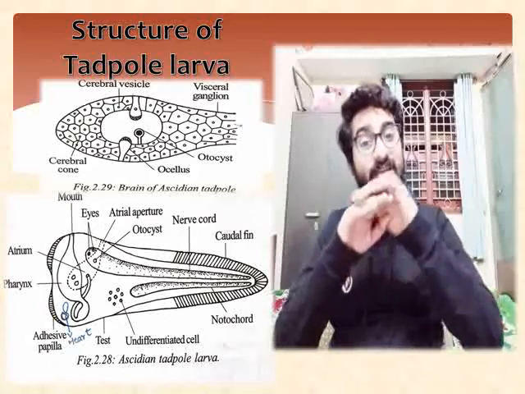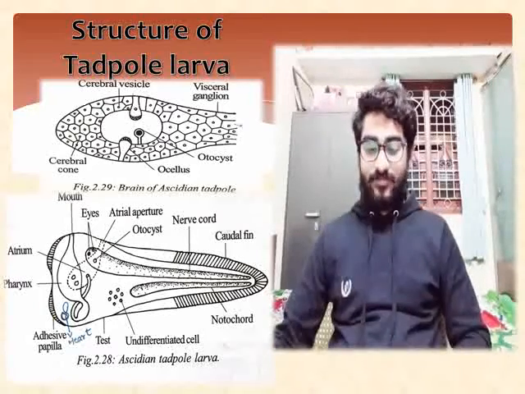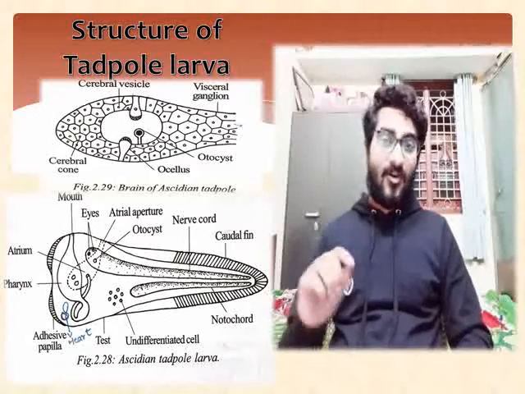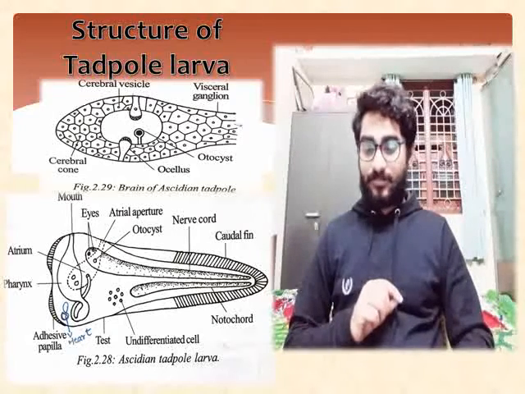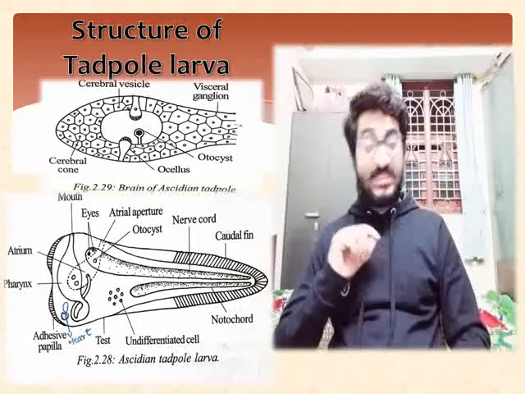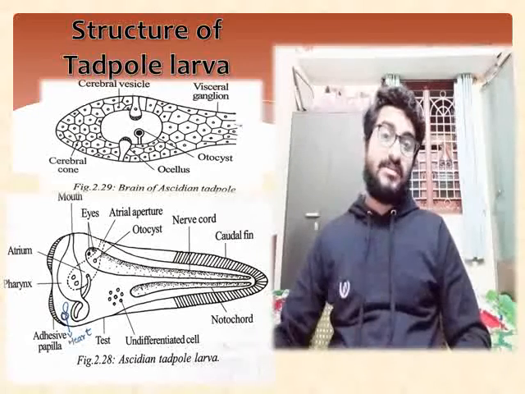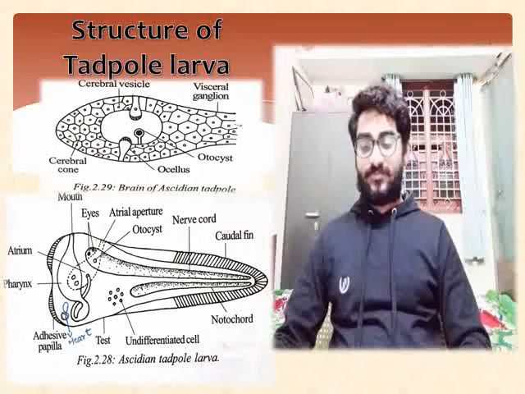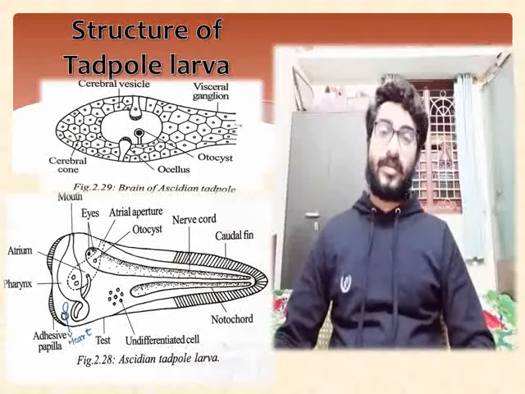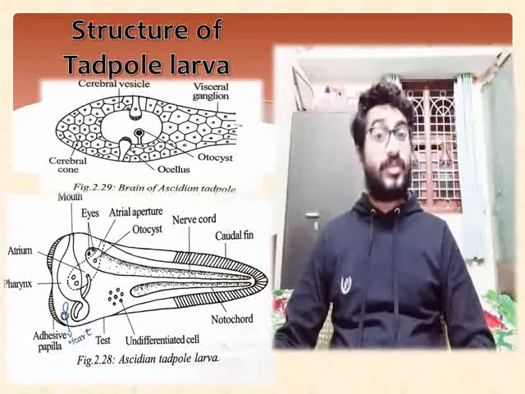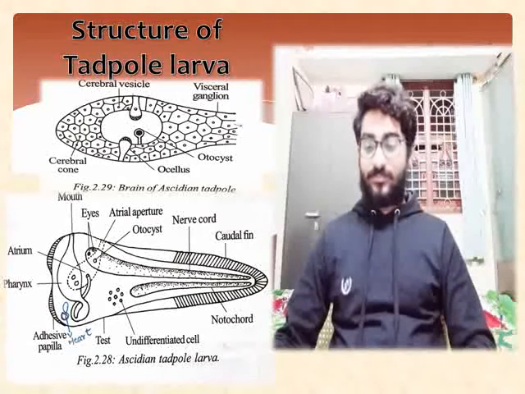Which is covering the whole body. It is covered by the presence of test or tunic. The pharynx contains 6 pairs of gill slits, which open into the atrium.